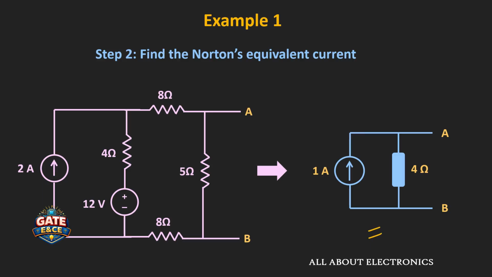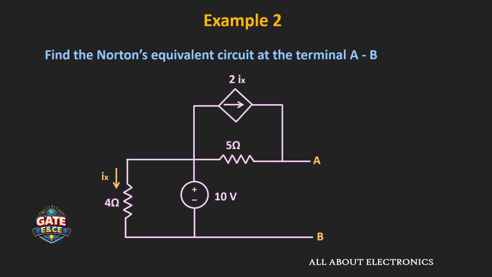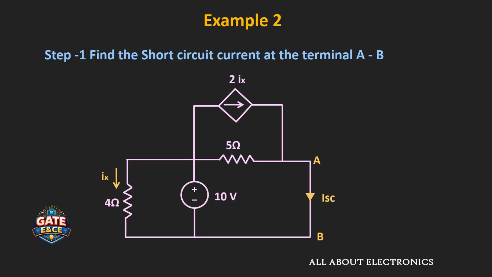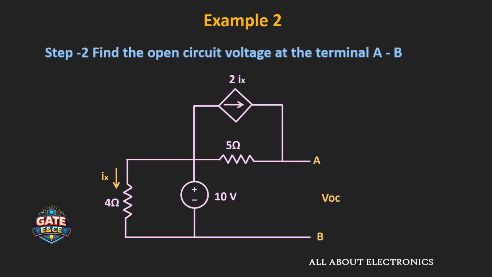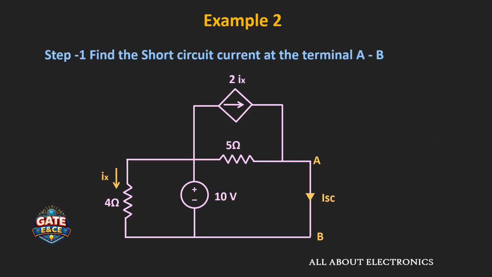So now let us take the second example where the circuit contains both independent as well as dependent sources. So as I mentioned earlier, when the circuit contains both independent as well as dependent sources, then first of all, we will find the short circuit current between the two terminals, and then we will find the open circuit voltage. And the ratio of this open circuit voltage or the Thevenin's equivalent voltage to this short circuit current will give us the equivalent resistance. So for that, first of all, let us find the Norton's equivalent current or the short circuit current between the two terminals.